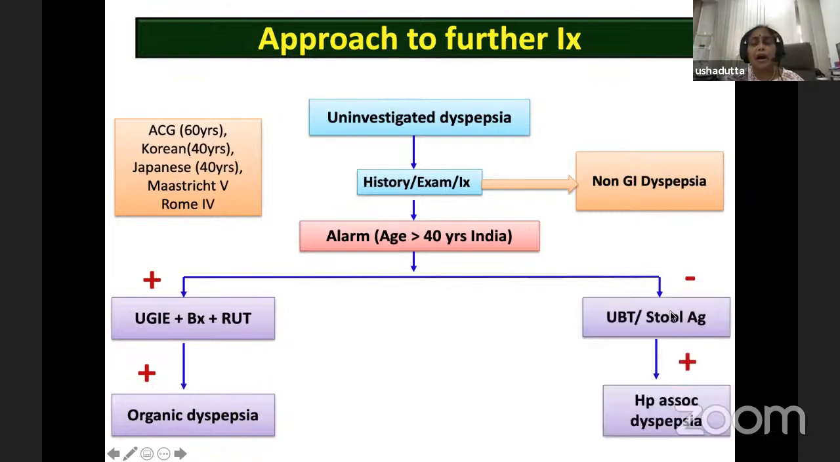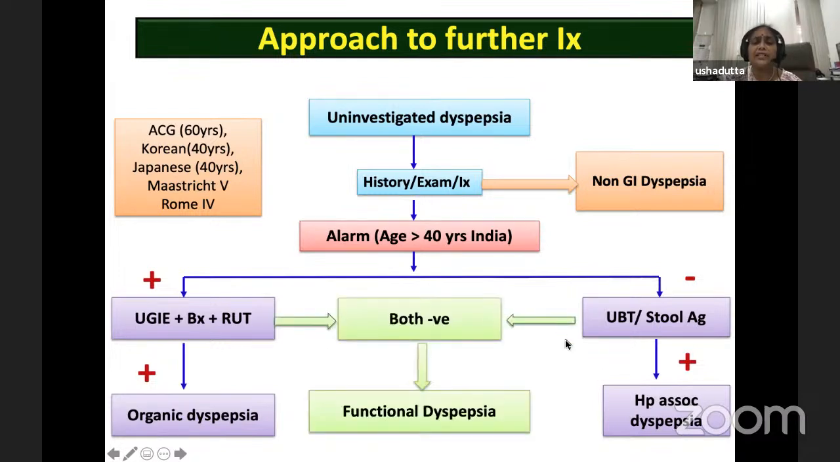If the upper GI endoscopy shows some disease pathology, it's an organic dyspepsia, and then we have to treat it goal directed. However, if the patient doesn't have alarm symptoms and the age is less than 40 years, these patients need not have an upper GI endoscopy. They can have a urea breath test or a stool antigen test for H. pylori. And if it is present, we treat them as H. pylori associated dyspepsia. If both of these are absent, haven't picked up H. pylori, haven't picked up any organic disease, then we label it as functional dyspepsia. So the diagnosis of functional dyspepsia is after excluding organic causes as well as H. pylori.